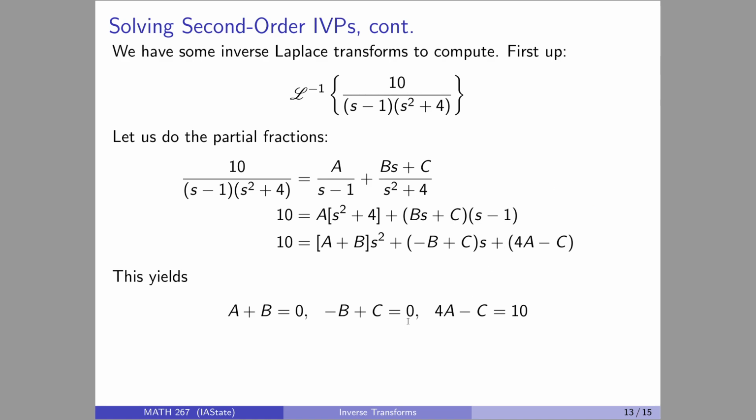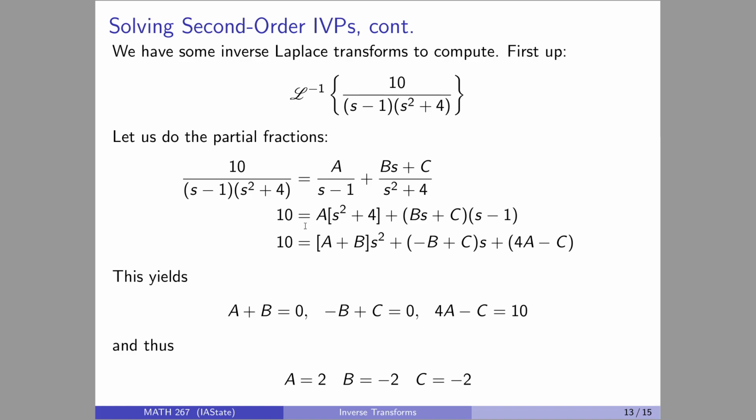The middle equation tells me that b is equal to c. The one on the left tells me that a is negative b. And using that information with 4a minus c equal to 10, quickly, nice and easily solved, tells me that a is 2, b is negative 2, and c is negative 2. Alright, so that one isn't too bad.